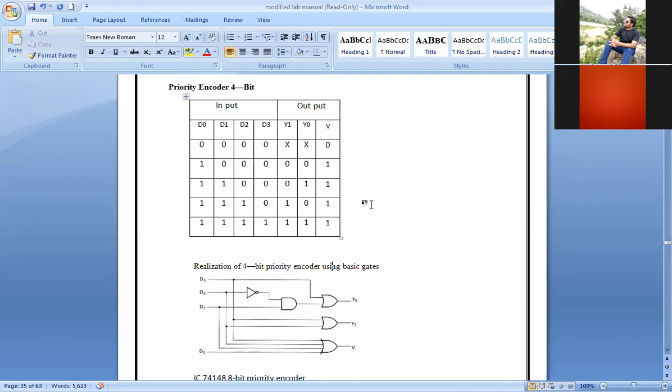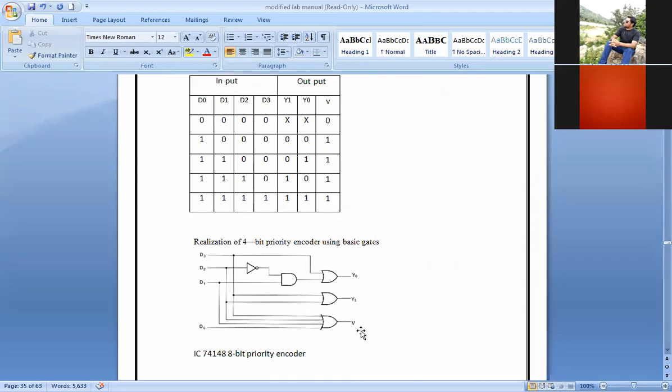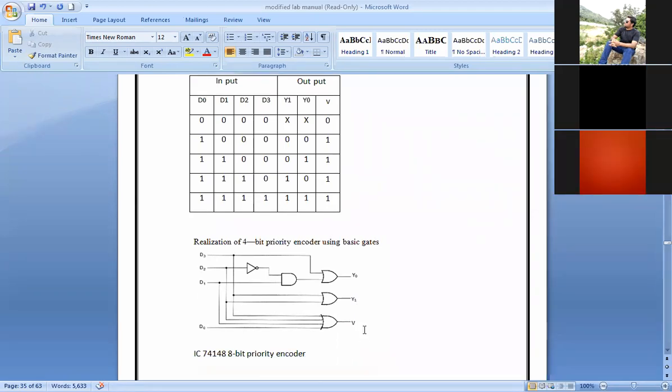Now, while writing your observation, I want you to put K-maps for all of these: Y1, Y0, and V. Put the K-map and you can extract the equations. And after the equations, you put this circuit. Is that clear? Yes, sir.